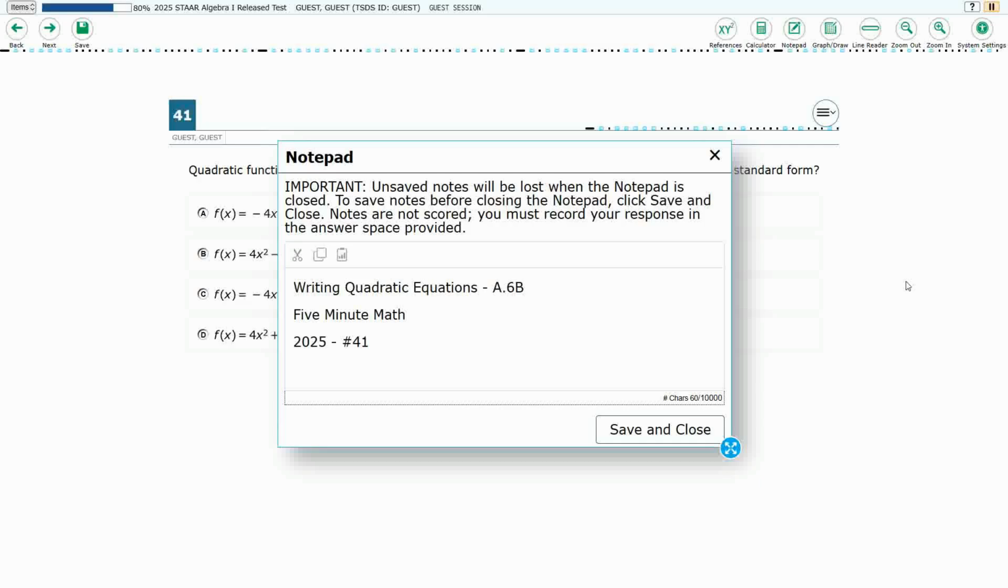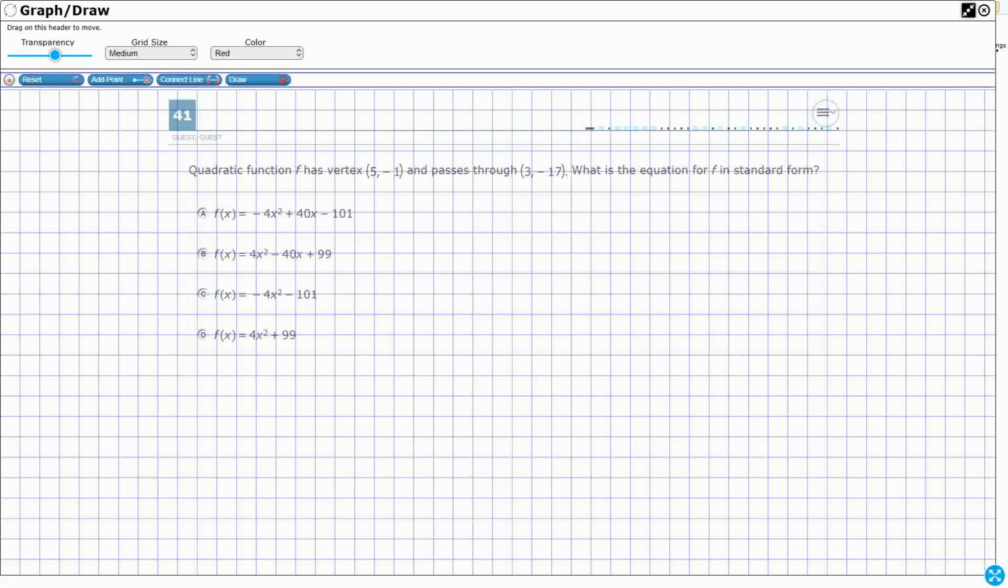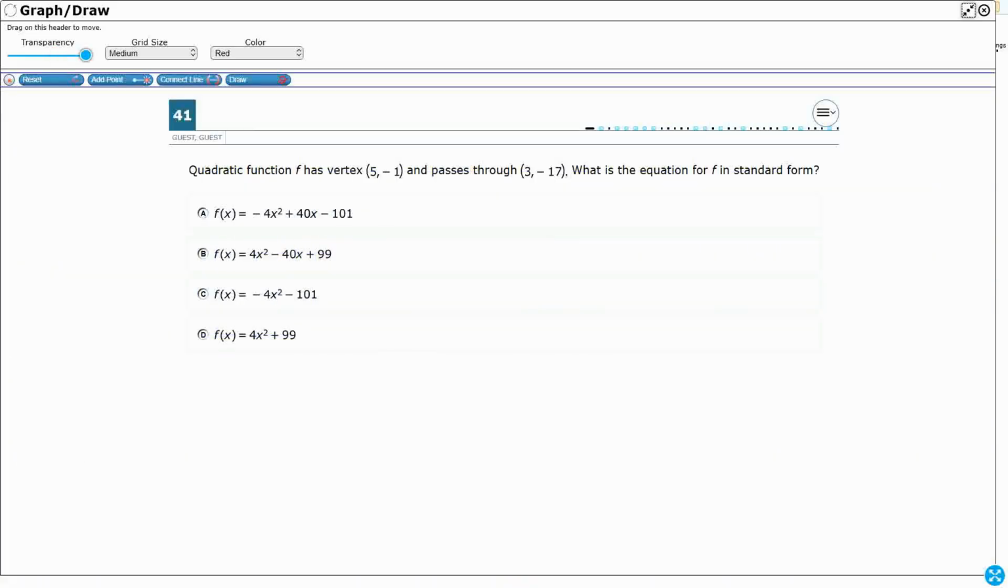Today we are looking at the Algebra 1 concept of writing quadratic equations. This is standard A.6B in the great state of Texas, and we are using item number 41 of the 2025 released STAAR test. If you haven't done so already, please go ahead and take a moment to pause the video, work this problem out on your own, unpause it, and we will look at our answers together.